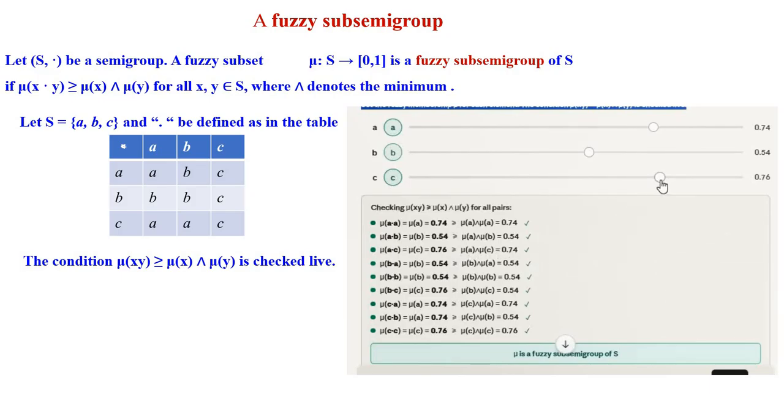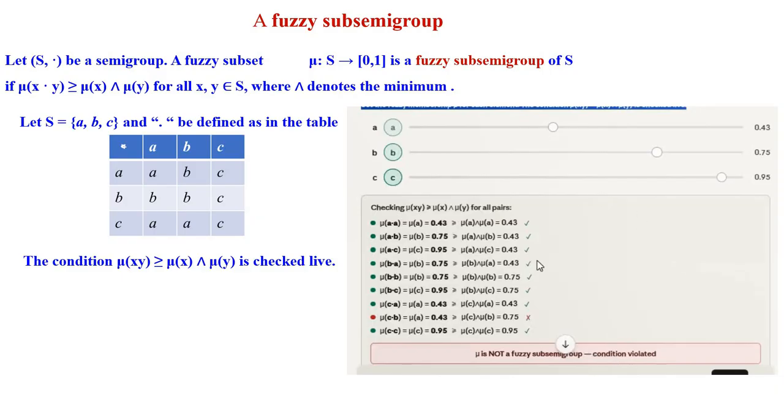So this one actually is very interesting. When we keep changing, you can notice the corresponding values satisfy the condition as you wish. You can change from here to here. You can see in all the cases the condition that mu of xy is greater than or equal to the minimum of mu of x and mu of y is satisfied. So in which case is it not a fuzzy subsemigroup, where the condition is violated?